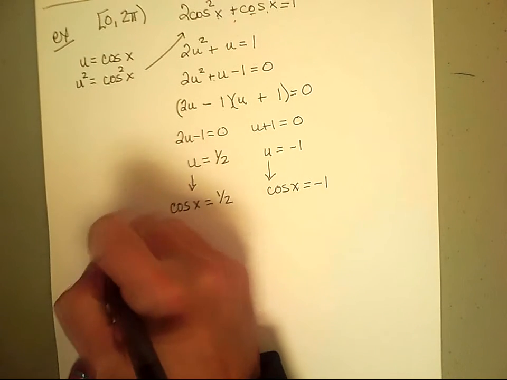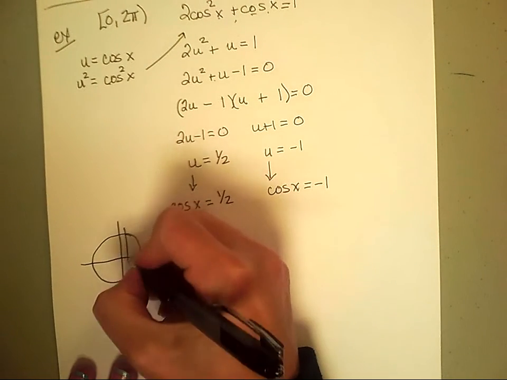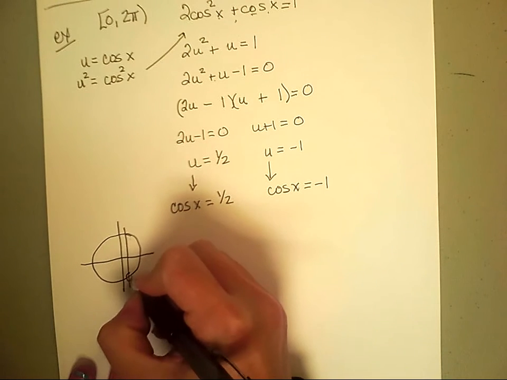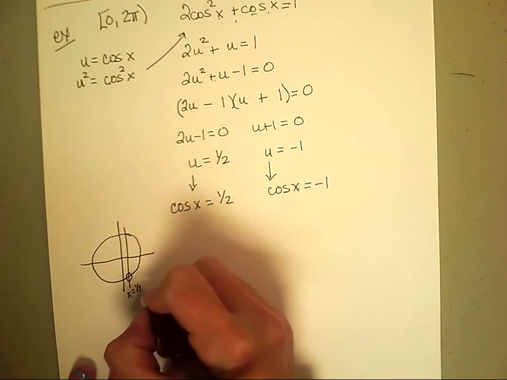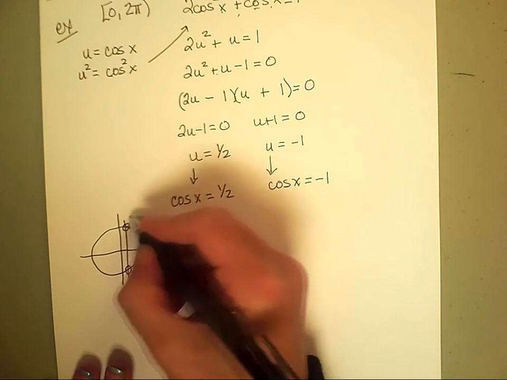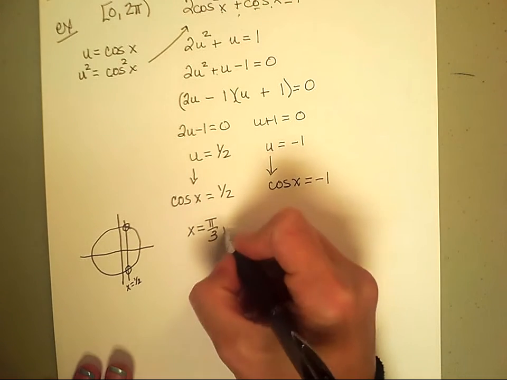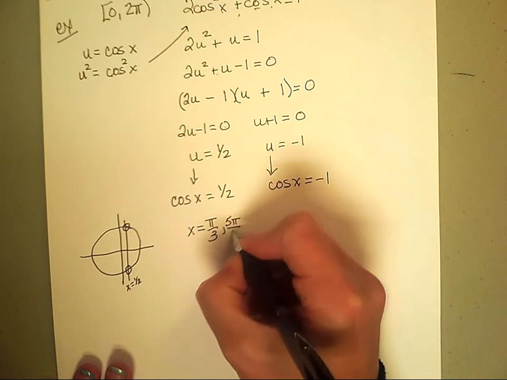And now we can solve, just drawing a little sketch for myself, the cosine of x being 1/2 comes here. This is the line x is equal to 1/2. And so there are 2 solutions here. This first one occurs at pi over 3, and the next one is at 5 pi over 3.